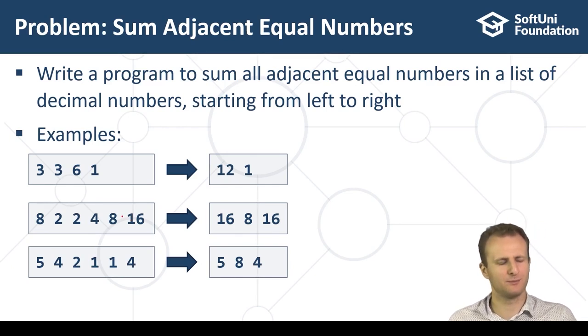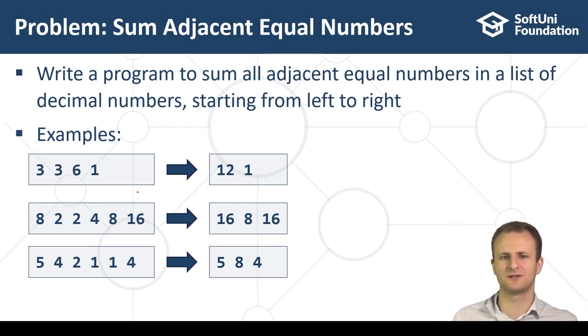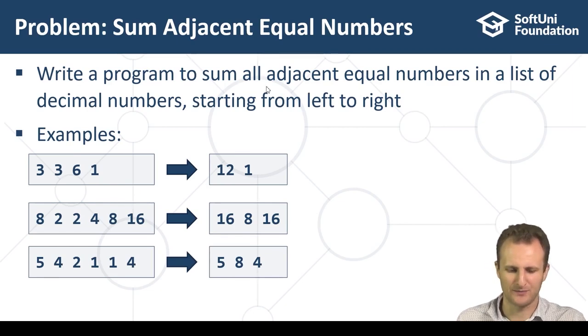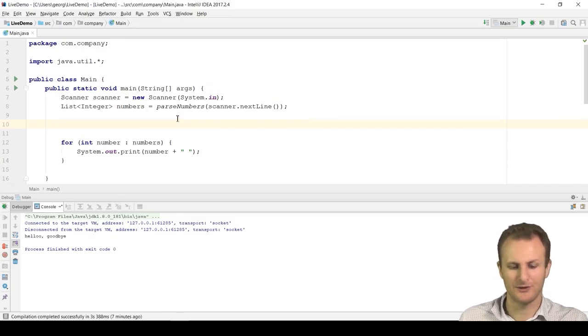I personally prefer my for loops to be always sequential, and in cases where I have to move the index forward and backward, I use while loops. Okay, so what do I mean by this? Well, to sum these numbers correctly, what I'd need to do is start from index 0.